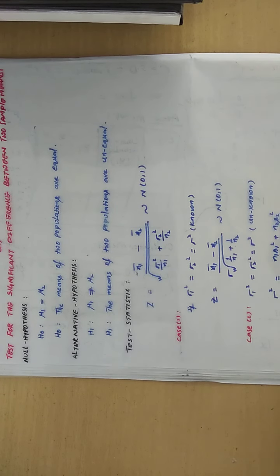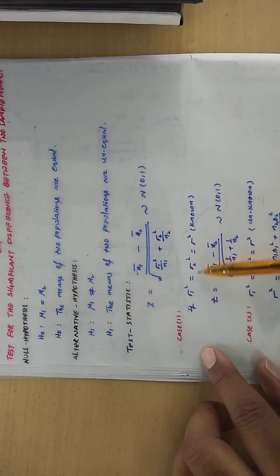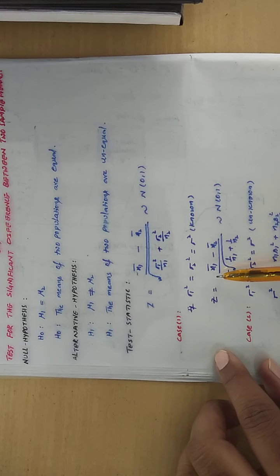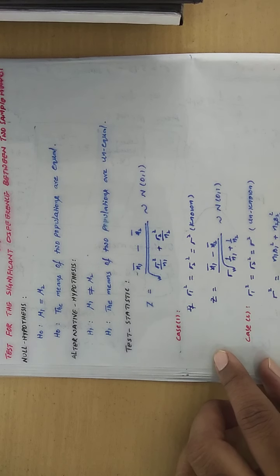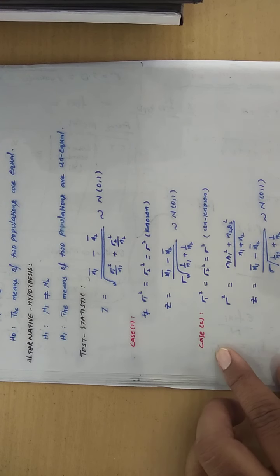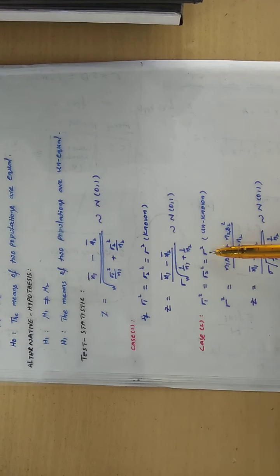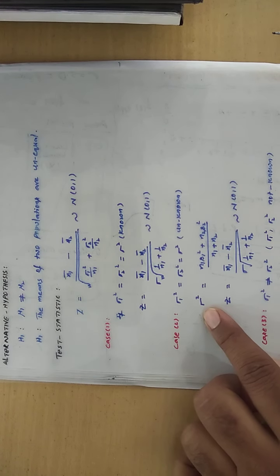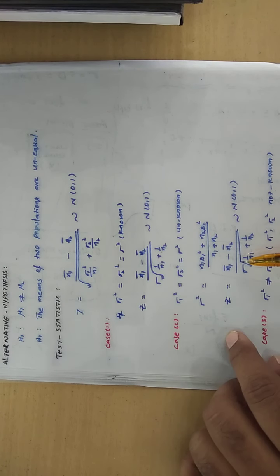Now what is case 1? If sigma 1 square is equal to sigma 2 square is equal to sigma square, and it is known, you need to apply this formula. How do you get this formula? Previously I showed. Case 2: all are equal but unknown. Whenever population information is unknown, we take the help of the sample information. So we are estimating the population variance by using sample variance information. Now the formula becomes this.